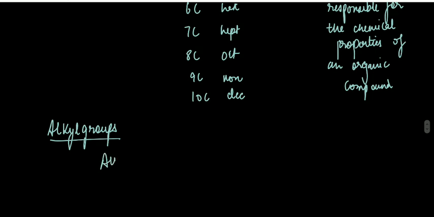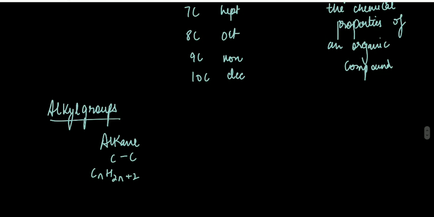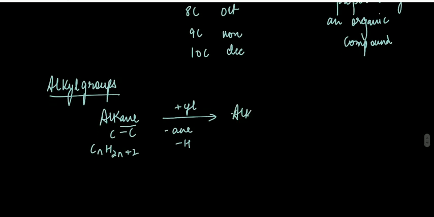So we know about alkanes. Alkanes have only carbon-carbon single bonds. They have a general formula CnH2n+2, where n is the number of carbon atoms. If you take -ane as a suffix, subtract that and add another suffix, -yl, we have to remove a hydrogen from it. So this is going to become alkyl.